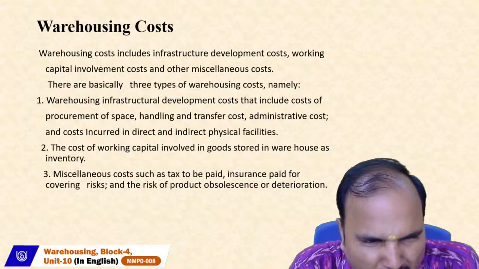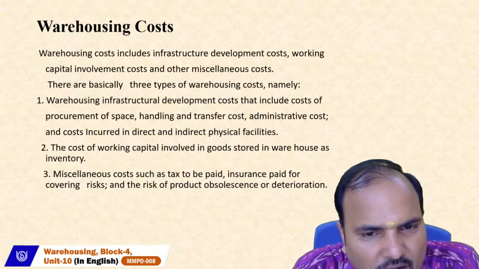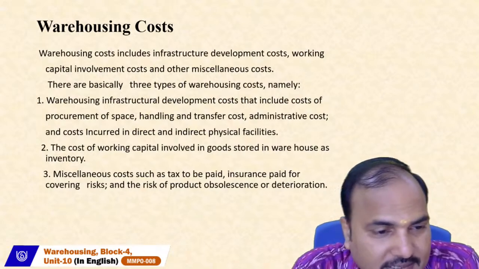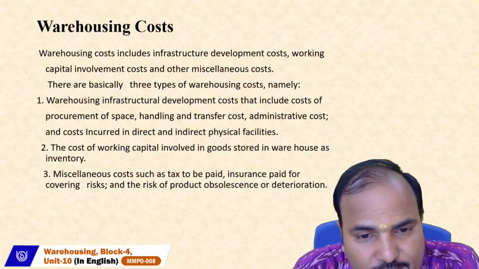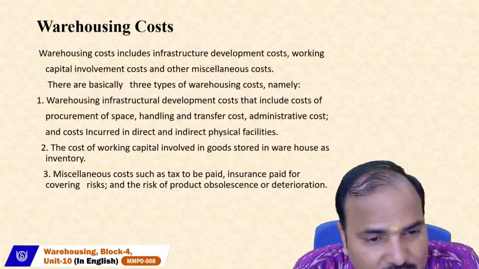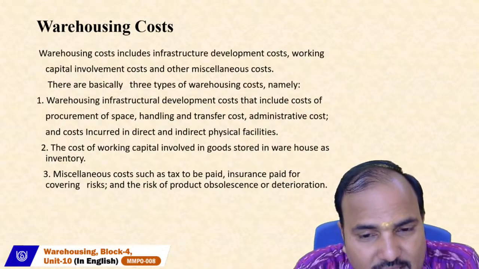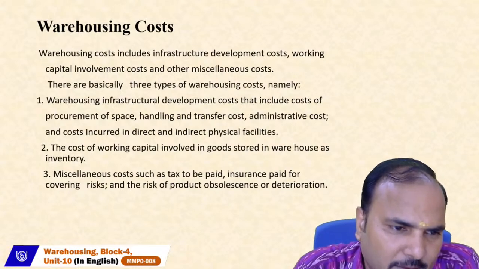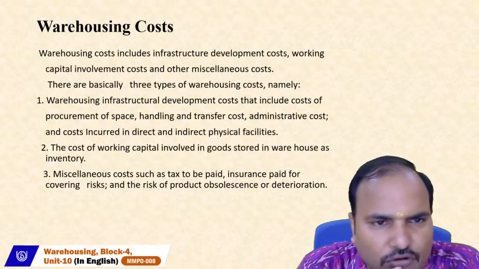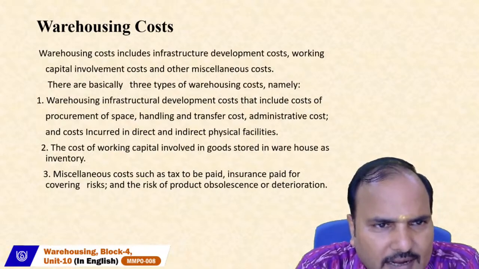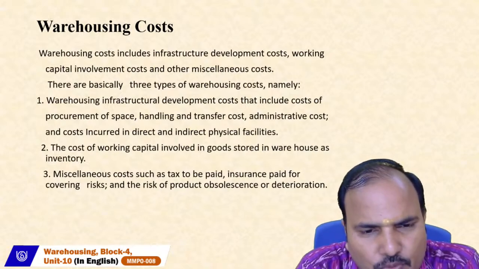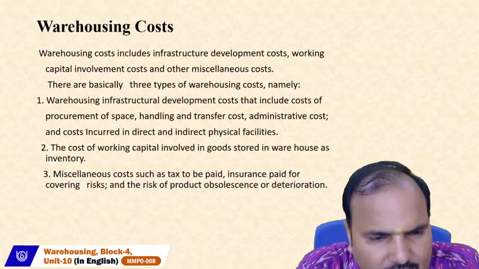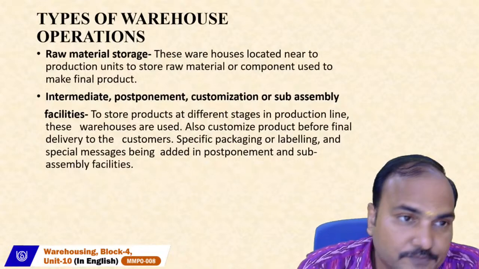Here, the second is the cost of working capital involved in the goods stored in a warehouse as inventory. And next are the miscellaneous costs such as tax to be paid, insurance paid for covering the risk, and the risk of product obsolescence or deterioration. These are the three warehousing costs, and this is also a vital point of consideration in the process of warehousing.